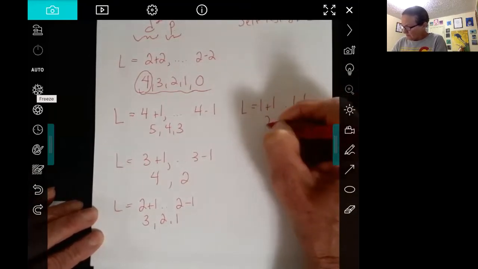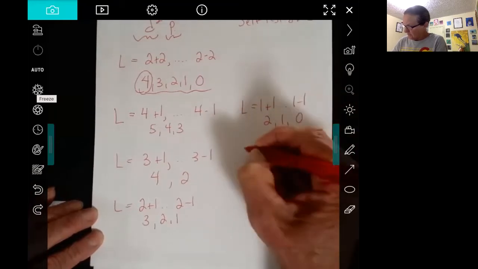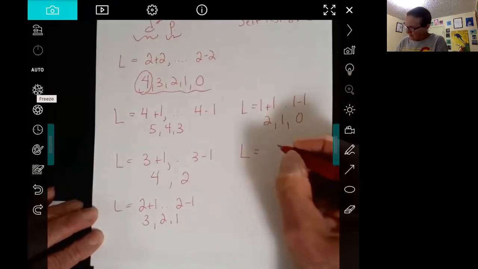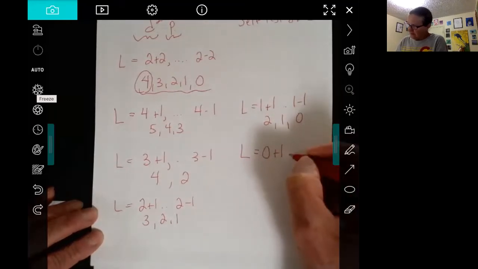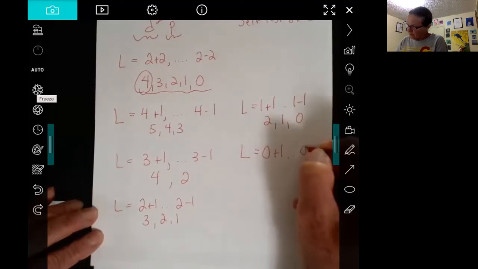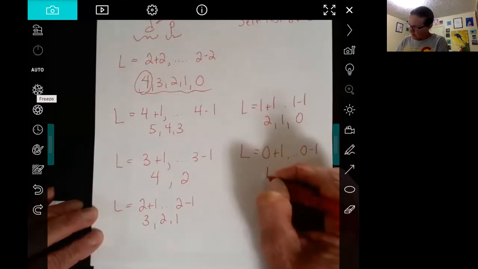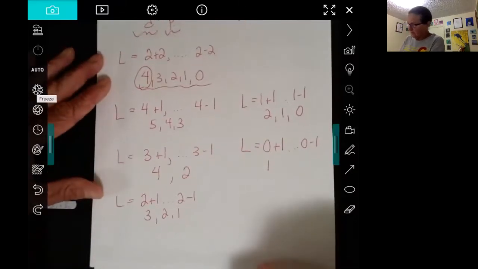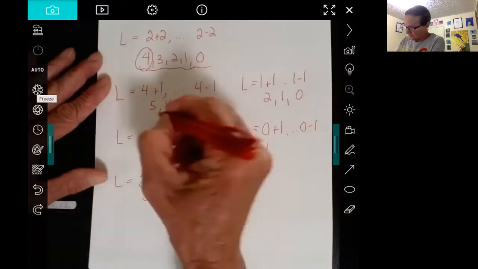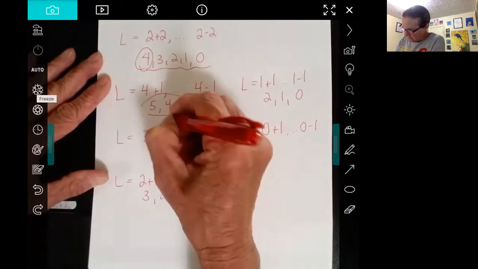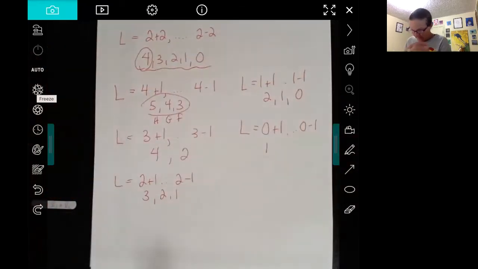So it's going to be a 2, a 1, and a 0. And the last one is the 0. So if we have a 0 plus 1 all the way down to 0 minus 1, absolute value, it's just going to give us a 1. So that means we have all of these terms. So this gives us an F term, a G term, and an H term.